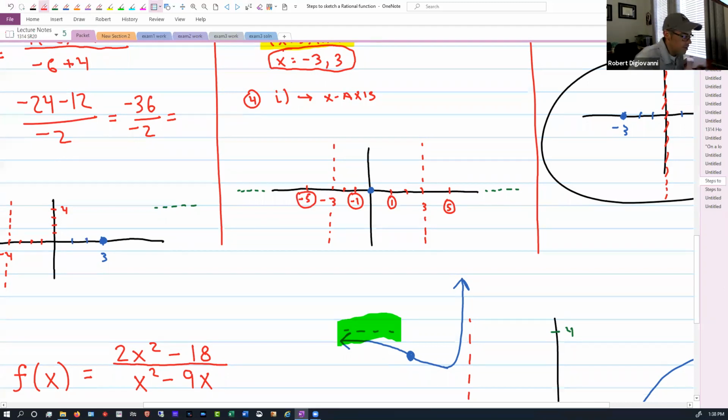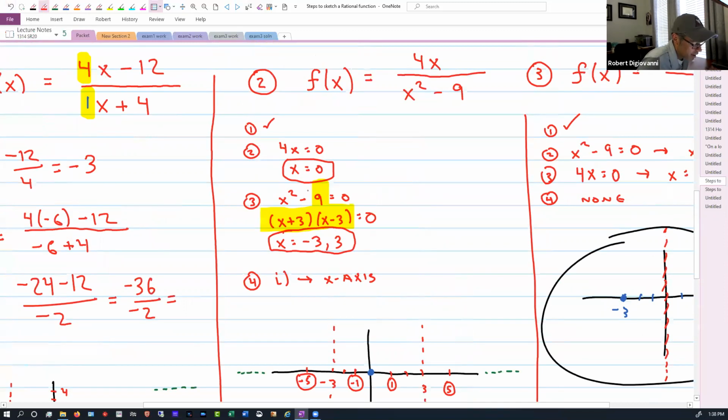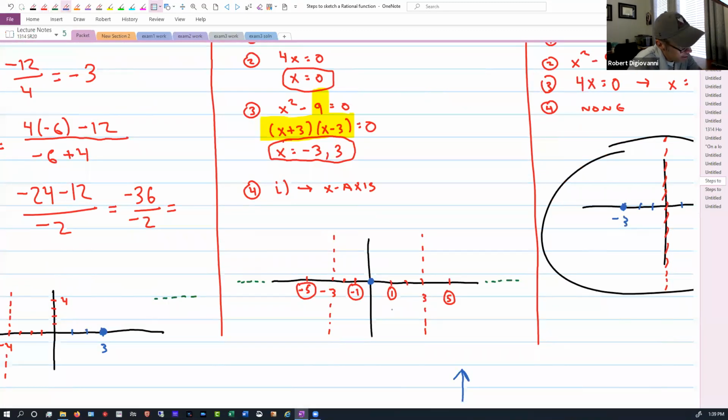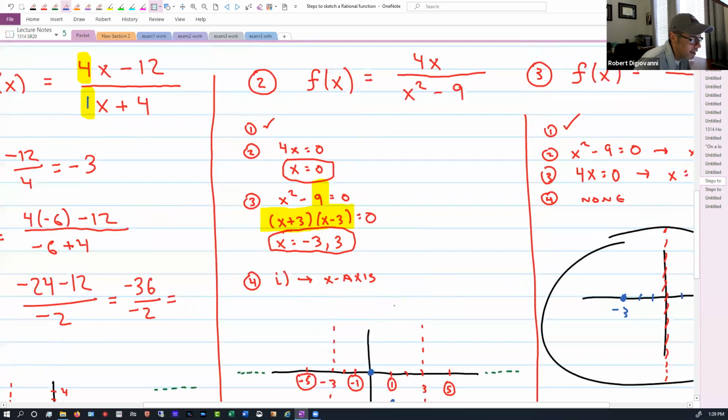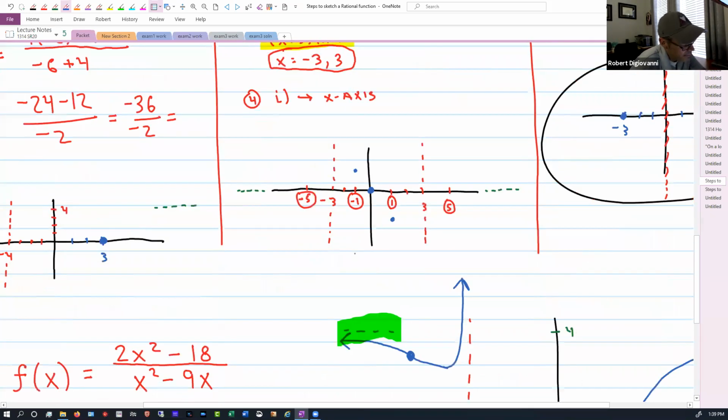When I plug those in, I'm going to plug them in just mentally. If you plug in 1, you'll get a negative number. If you plug in -1, you're going to get a positive number. If you plug in 5, you're going to get a positive number. And if you plug in -5, you're going to get a negative number. So I just did those real fast in my head, okay? But those are the 4 points I would have.